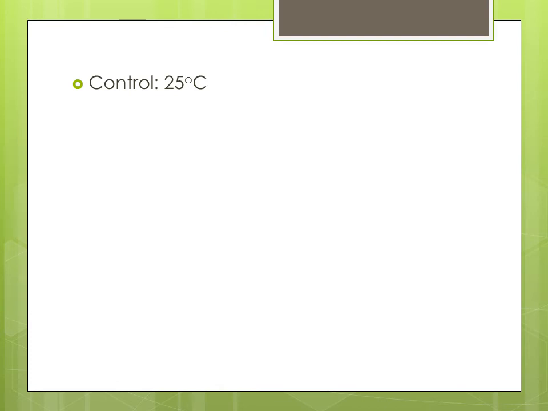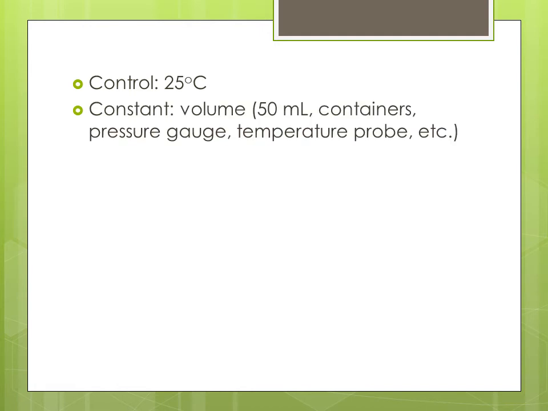All right, so the next thing to understand is the constants. What was held the same? Well, she put the same volume in each container, 50 milliliters. She used the same pressure gauge, and she used the same temperature probe in each one. So there were a number of things she held the same, including the container. She also used the same containers to hold the nitrogen gas.